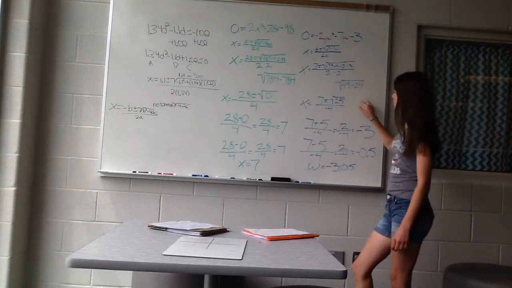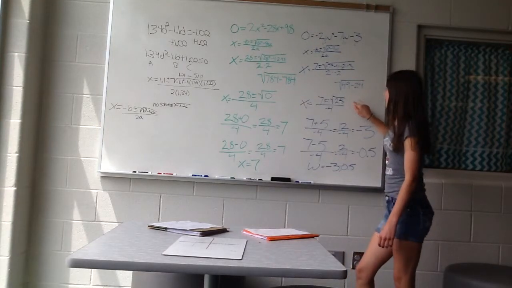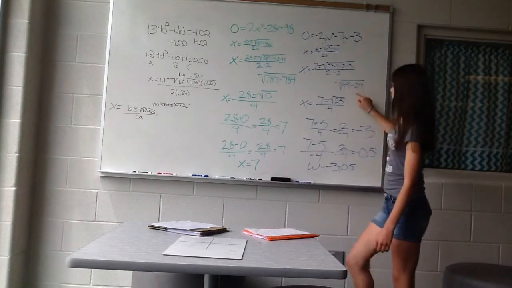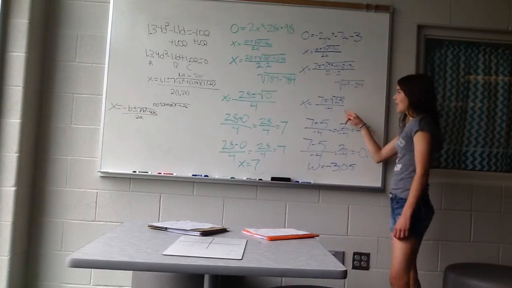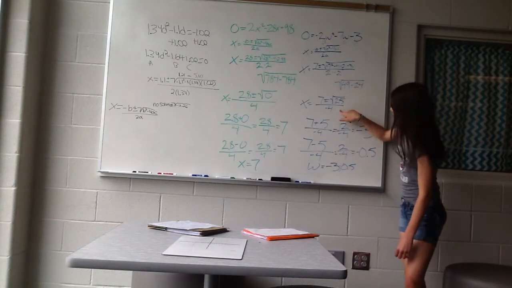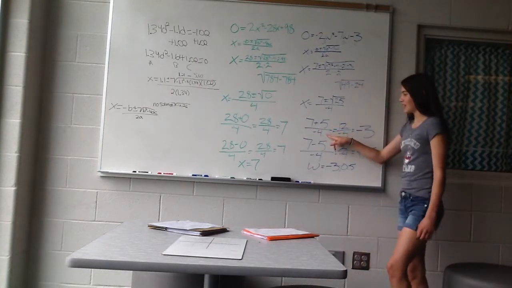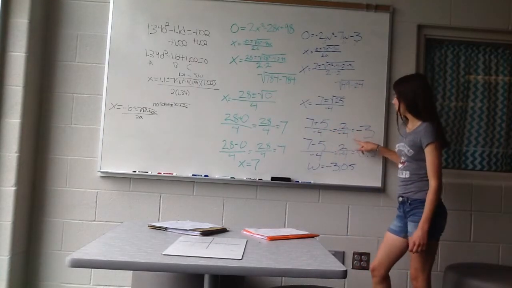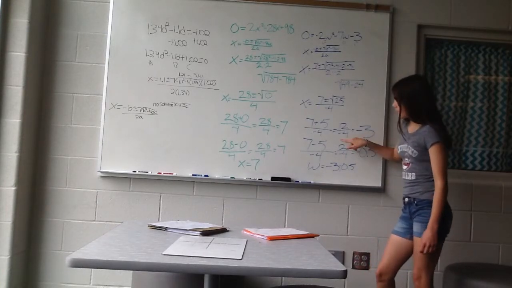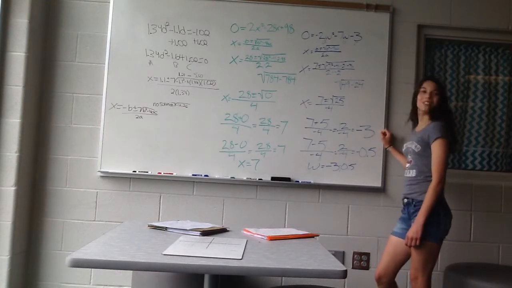And negative 7 squared is 49. And negative 4 times negative 2 times negative 3 is negative 24. And 49 minus 24 equals 25. And then you have 7 plus or minus the square root of 25, which is over negative 4. And you have to do 7 plus 5, which is over negative 4, which equals 12 over negative 4 and equals negative 3. And then 7 minus 5 over negative 4 equals 2 over negative 4, which equals negative 0.5.